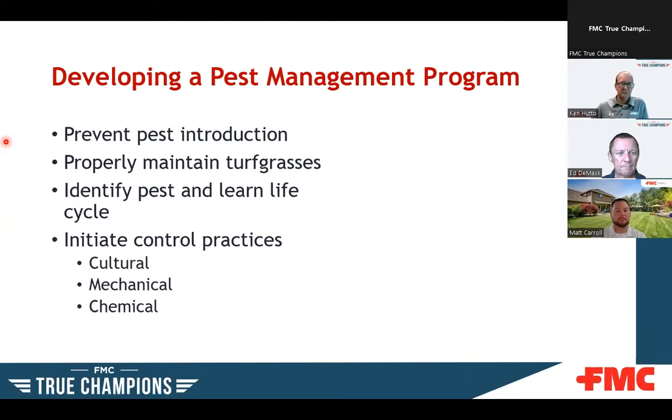Identifying the pest and learning the life cycle. You may ask, why is it important to learn the life cycle of a pest? Well, certain pests are easier to control in the early stages of development, or from a preventative standpoint as compared to a curative standpoint. Take take-all root rot, for example, on St. Augustine grass. Once you see the down and out symptoms of take-all root rot in St. Augustine grass, it's very difficult to manage from that standpoint. So if you're in a situation where take-all root rot, for example, is going to be a problem, what can you do on the front end to prevent those types of diseases from occurring? And then your control practices all involve cultural, mechanical, chemical. All of these can play an important role in managing diseases and pests in general.